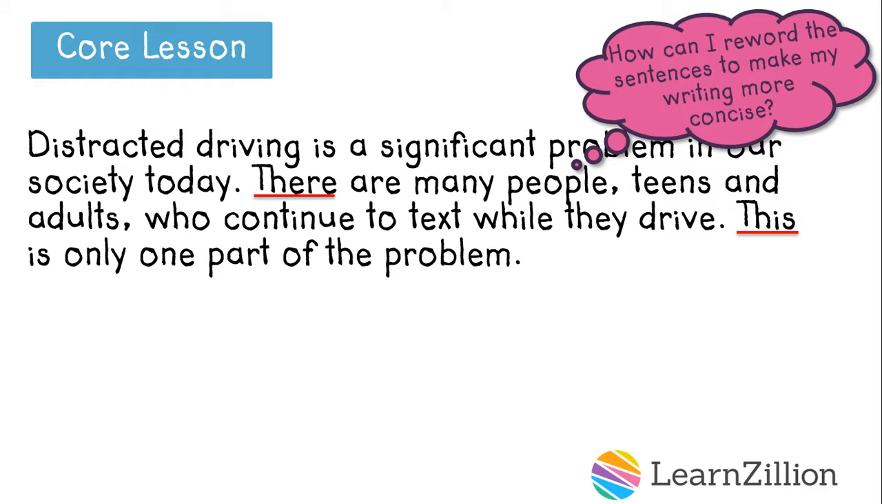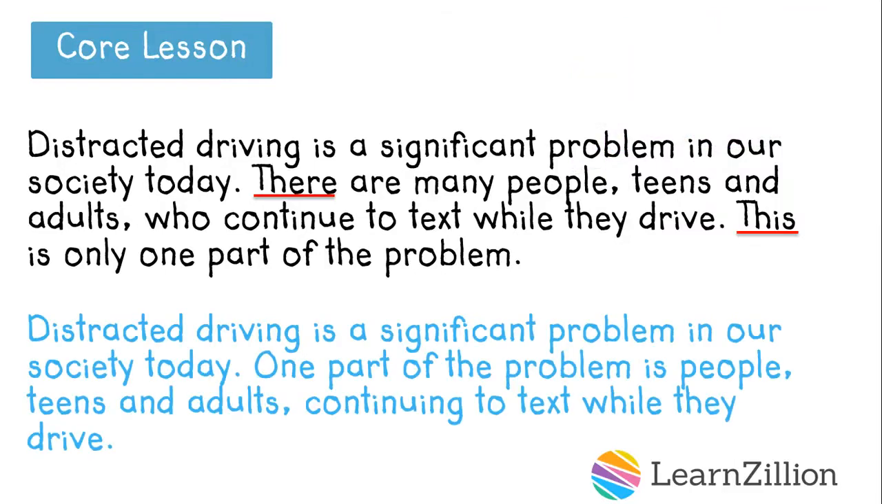Well, I know that the this in the last sentence is actually referring to the people in the first sentence. I'm going to remove the there and this and write one solid sentence using words that hold meaning. Now, my sentence reads, distracted driving is a significant problem in our society today. One part of the problem is people, teens and adults, continuing to text while they drive. Wow, it's concise and precise.